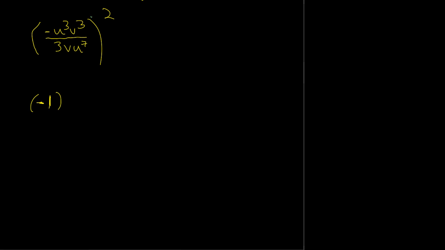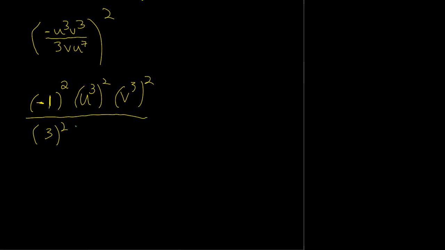Okay. And I'm going to use that power rule where I'm going to bring everything through. So I'm going to have negative 1 squared, u cubed squared, v cubed squared, all over 3 squared, v squared, u to the 7th squared. So notice this power gets applied to each factor in there, no matter which side of the division bar it's on.